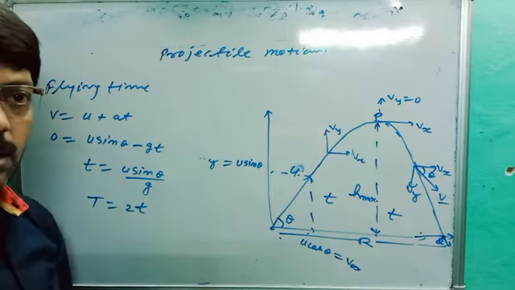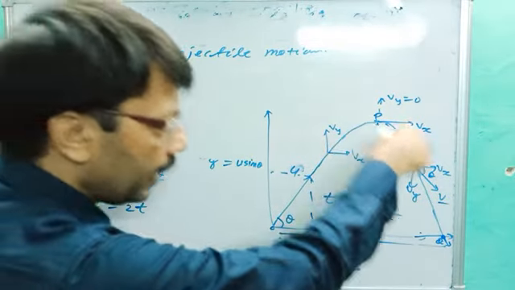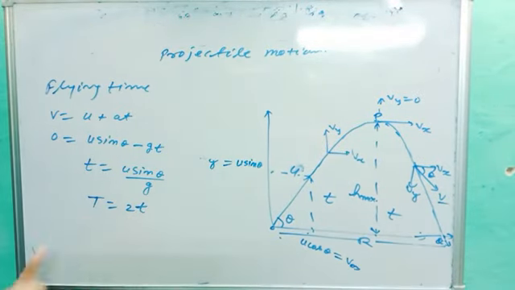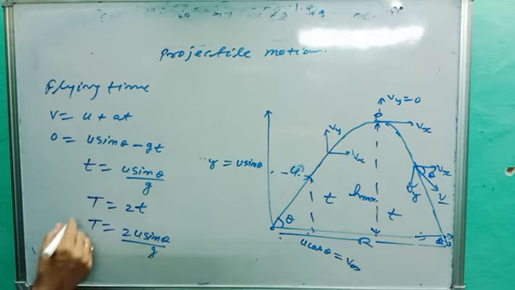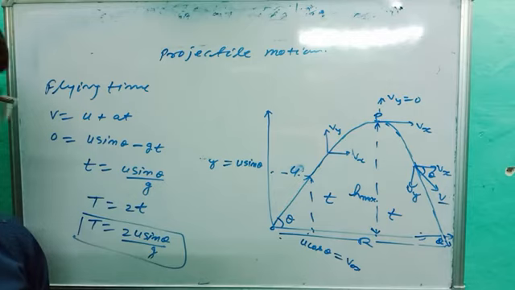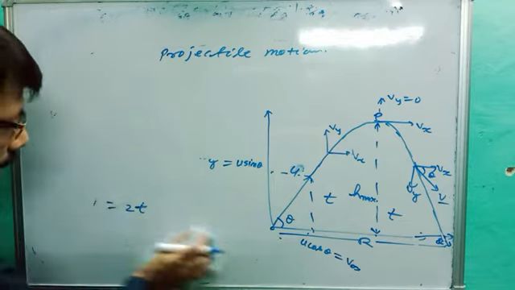Are you getting the point? Total flying time is the total time taken to go to the top and come back to the bottom. So it becomes 2t, and t is u sin theta upon g. This is the formula of flying time. When any question asks to find the flying time, you have the formula T is equal to 2u sin theta upon g. Okay, next, height.